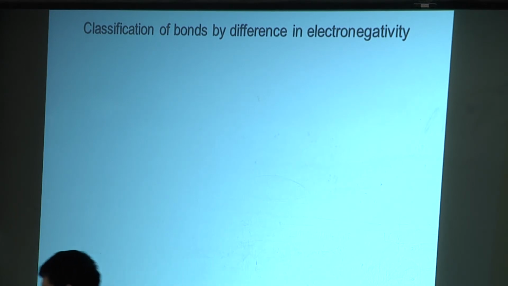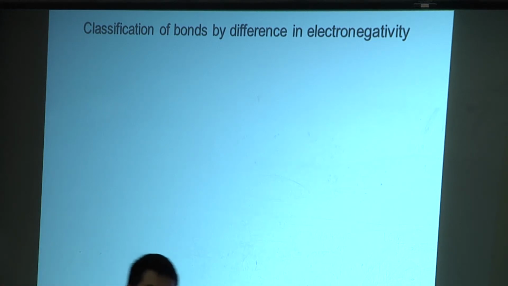What type of bond you're looking at, you can classify them based on differences in electronegativity between the two atoms in the bond. There are some textbooks where it'll say if the difference between one element and the other is like 2.1 or something, then it's ionic or covalent. We're not going to use specific cutoff points because it really is kind of a sliding scale.